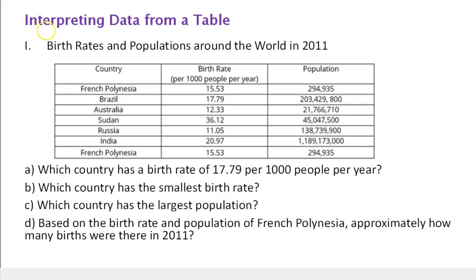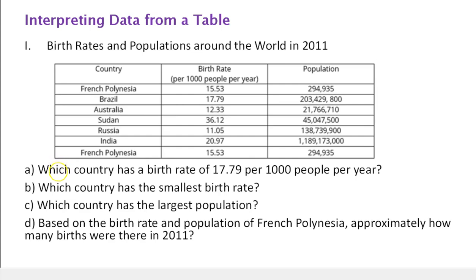In this video, we're going to interpret data from a table. So first, let's notice whenever you're given a table, you should see what the columns and rows are representing. Notice here we have country, birth rate per 1,000 people per year, and population. And here are the list of countries and their corresponding birth rates and populations.